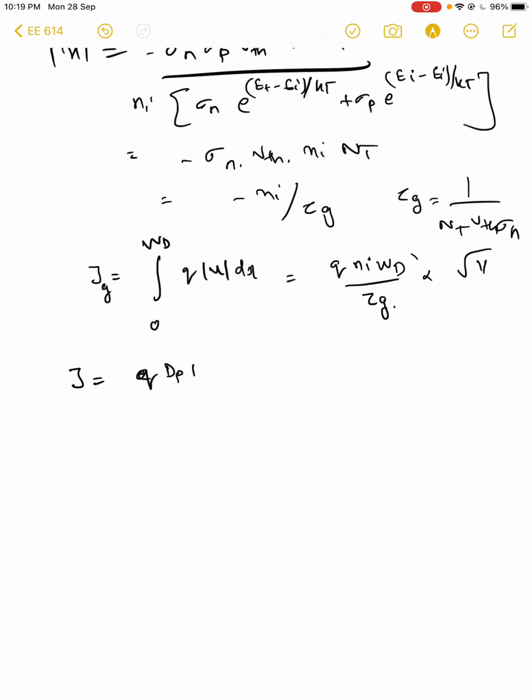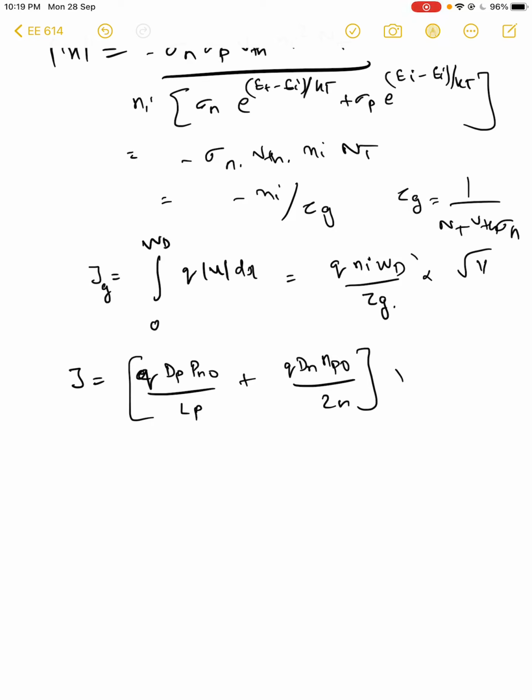Q Dp pn0 by Lp plus Q Dn np0 by Ln. And remember, we are talking about reverse bias current. So under most applied potentials, the e power term is much smaller than the other constant one, right? So basically, this will be a current.